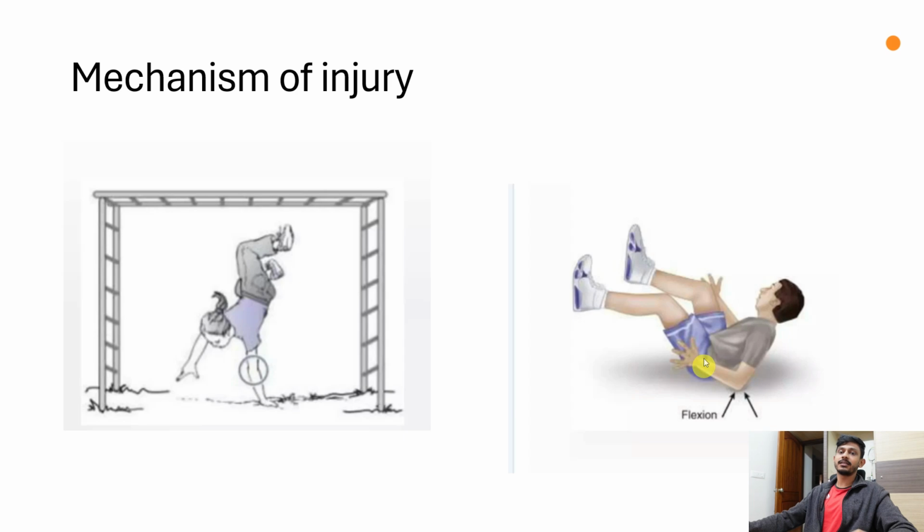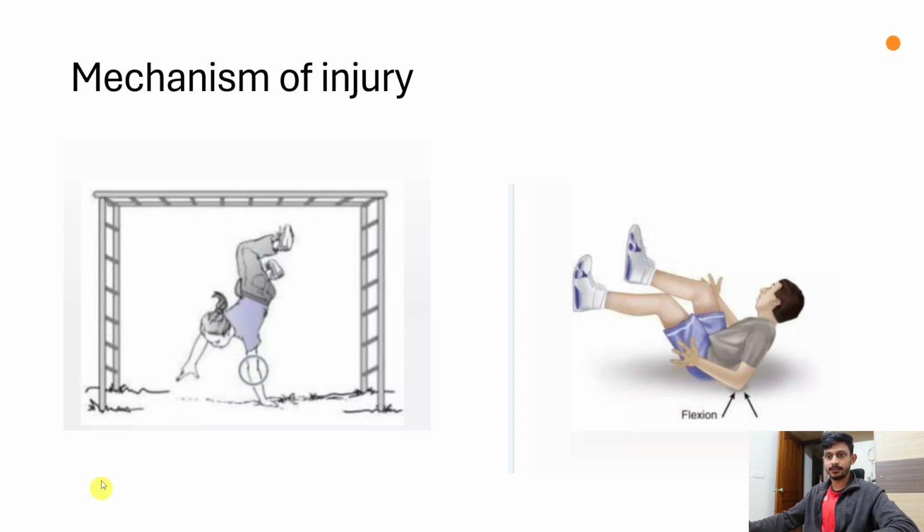And also another mechanism of injury is direct fall on the elbow. If the kid directly falls on the elbow, it will lead to a flexion type of fracture. These are the two mechanisms of injury, push and direct impact or fall on elbow.